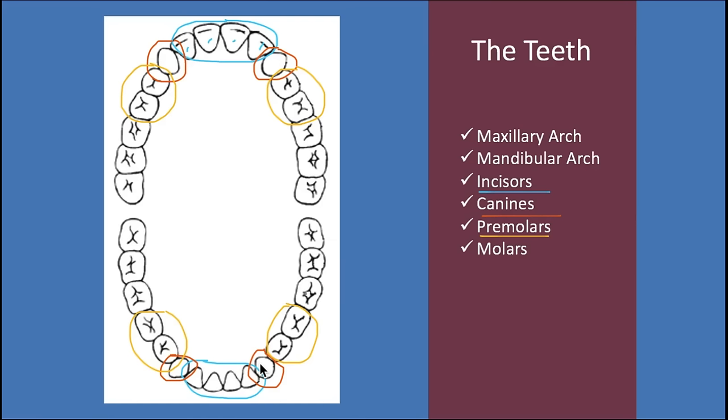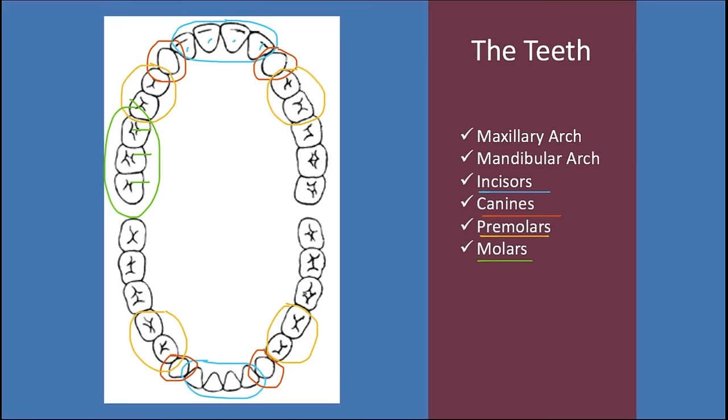And lastly, we have the molars. So we have three molars in each quadrant of the mouth. We have a first, a second, and a third molar. The third molars are also called the wisdom teeth, and they're the most commonly missing tooth in the mouth. Molars are used for grinding and mashing food. I should mention that these are the adult teeth.